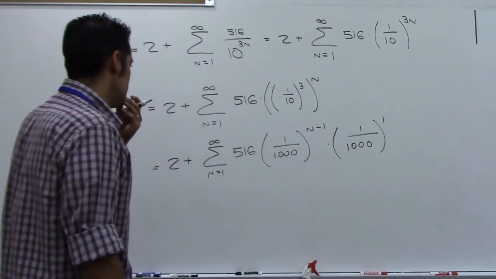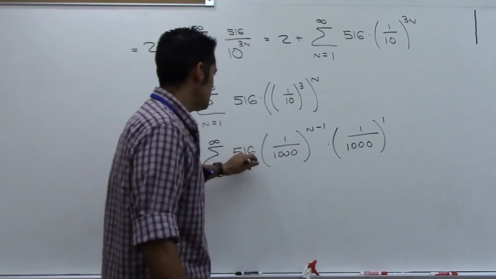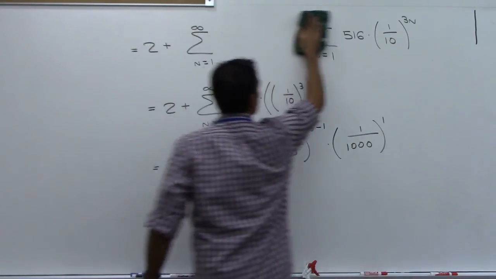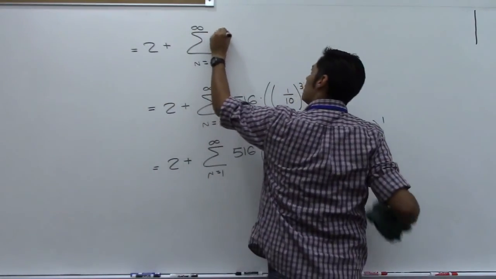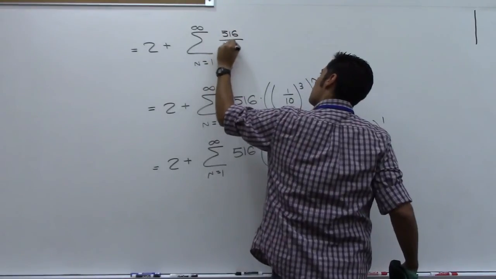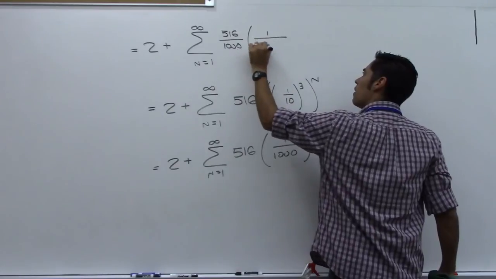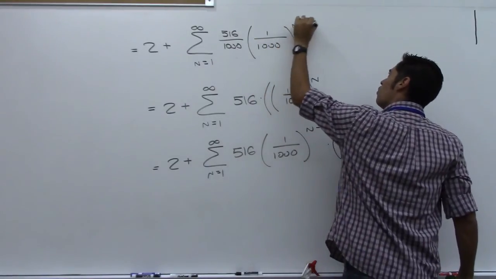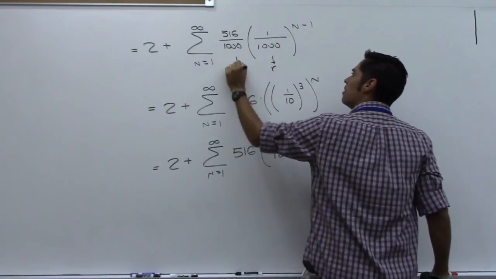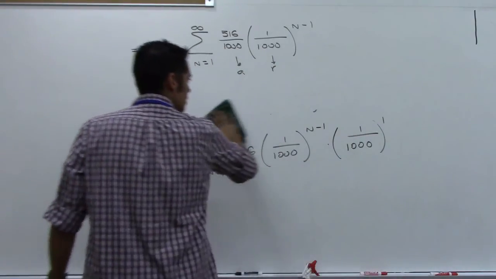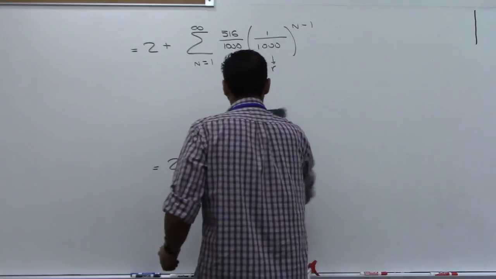I have, let's see, 516 over 1,000 is my A. I'll put it right here. 516 over 1,000 is my A. I have 1 over 1,000 to the n minus 1. So this is my R, this is my A. And so I should be able to use the formula for a convergent geometric series.